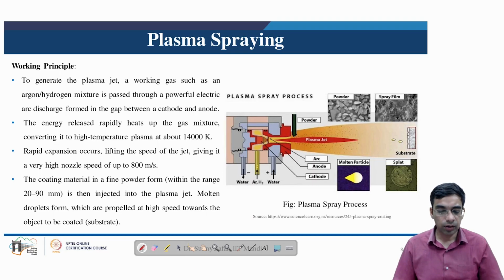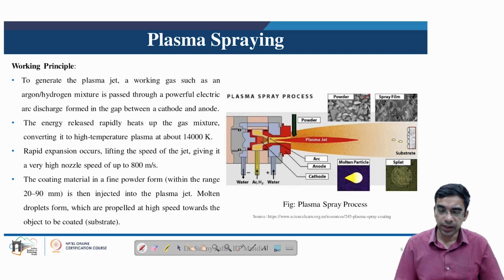The molten droplets are formed, which are propelled at high speed towards the coated object. So we can see here the powder SEM image. Powder particles may be available in different size ranges, say a few microns to nanometers, and the distance between the plasma jet and the substrate, also known as the standoff distance, also plays a crucial role in deciding the properties of the deposited layer.